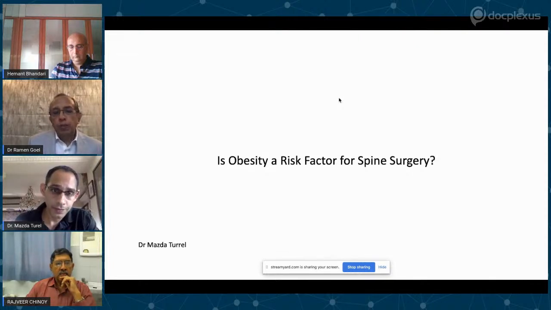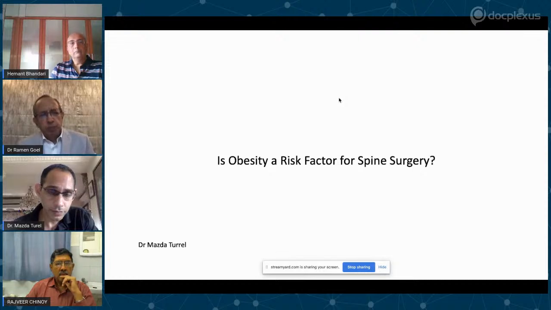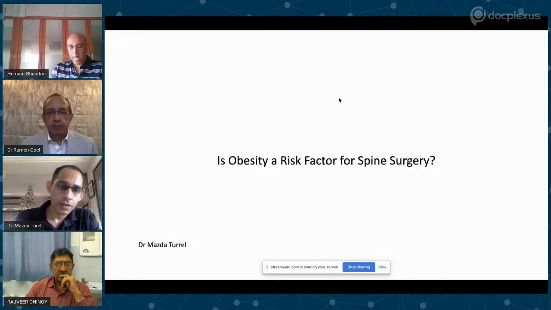Okay. So, before we go on to the preventive aspect, when these patients come with significant back pain, which is not getting relieved with normal painkillers, sprays, and ointments, and all those things, if they come to you for a spine surgery, a patient who is significantly overweight, is this a risk factor for spine surgery? What is your experience on this?